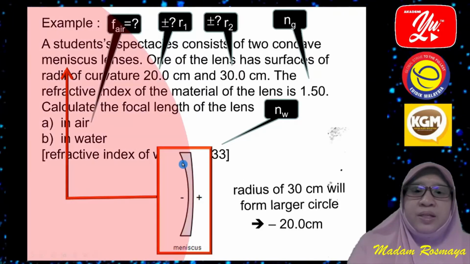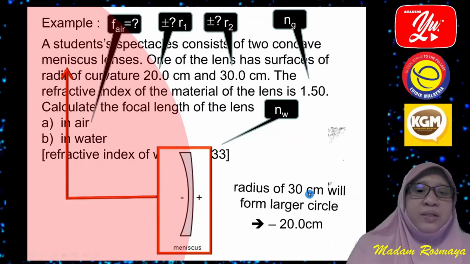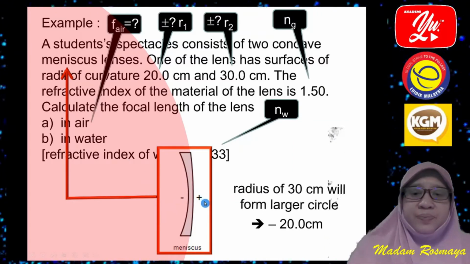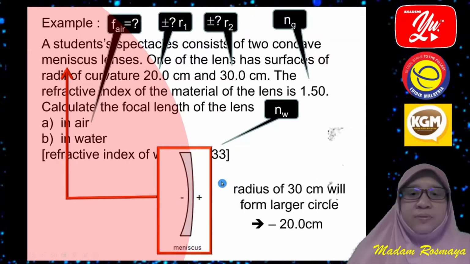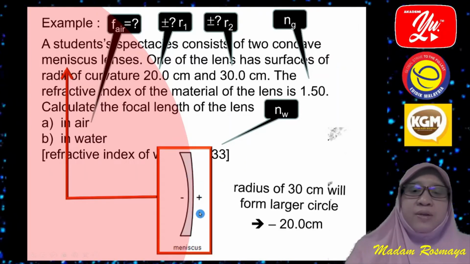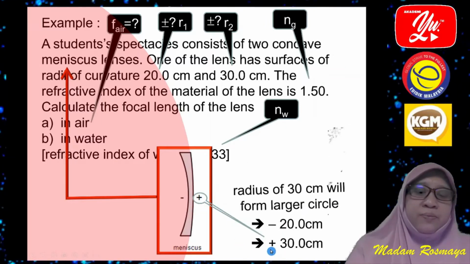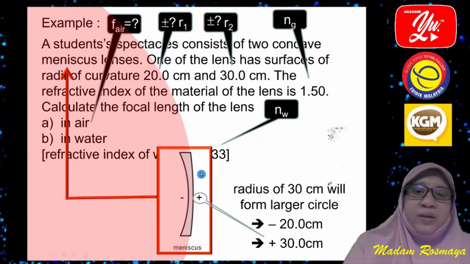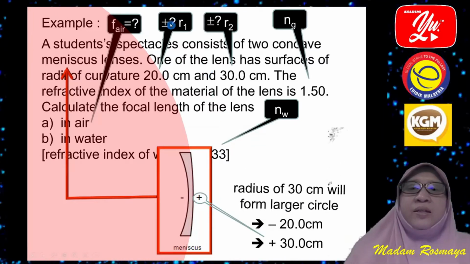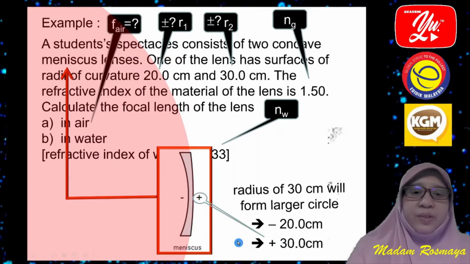Okay, you can imagine like this, it made a larger angle. So that means the radius of 30 cm will make a larger circle. For this larger circle, if you face this side, you can see that it is a convex curve. Okay, convex curve. So therefore the sign for the R2 is positive. So we've done the sign for the R1 and for the R2. Okay, negative 20 and positive 30.